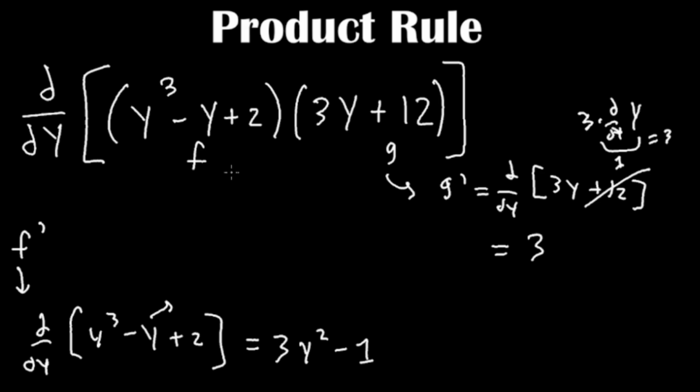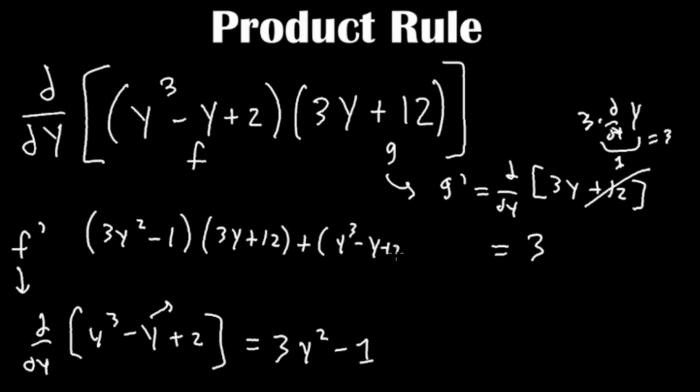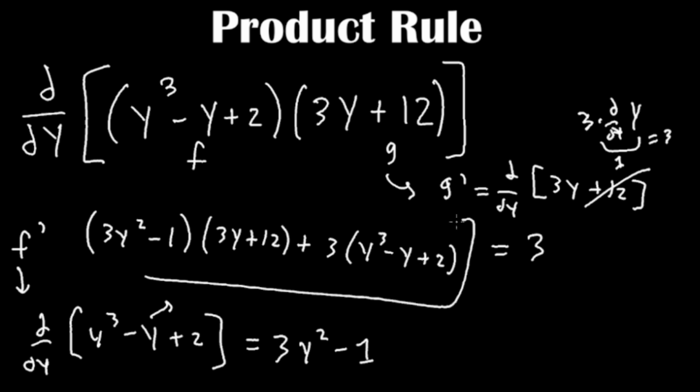Alright, now we do f prime g plus f g prime. So f prime, we already said that was 3y squared minus 1, times our g, so 3y plus 12. Plus f, which is y cubed minus y plus 2, times g prime, which is 3. I find it easier if we bring this 3 out over here. So 3 times y cubed minus y plus 2. Alright, that is our final answer.